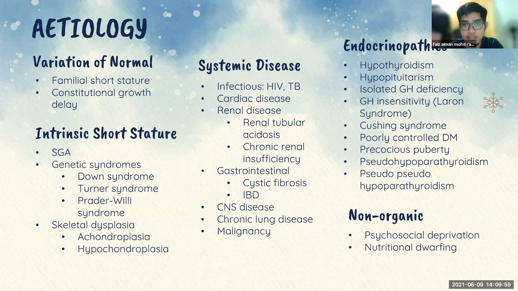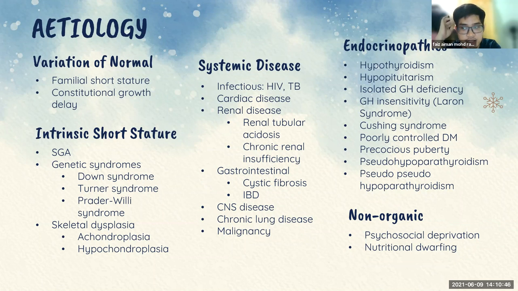And then another important point is endocrinopathy. If they have problems with their hormones, of course, they will have difficulty growing, particularly the thyroid hormone and growth hormone. So you need to know whether this patient has hypothyroidism or hypopituitarism that will lead to reduced growth hormone and thyroid hormone secretion. Or if the patient has isolated growth hormone deficiency, growth hormone insensitivity in case of Laron syndrome, or other kinds of endocrine disease, for example, Cushing syndrome, diabetes mellitus, precocious puberty, or pseudohypoparathyroidism. So lastly, don't forget to exclude non-organic causes in case of psychosocial deprivation.